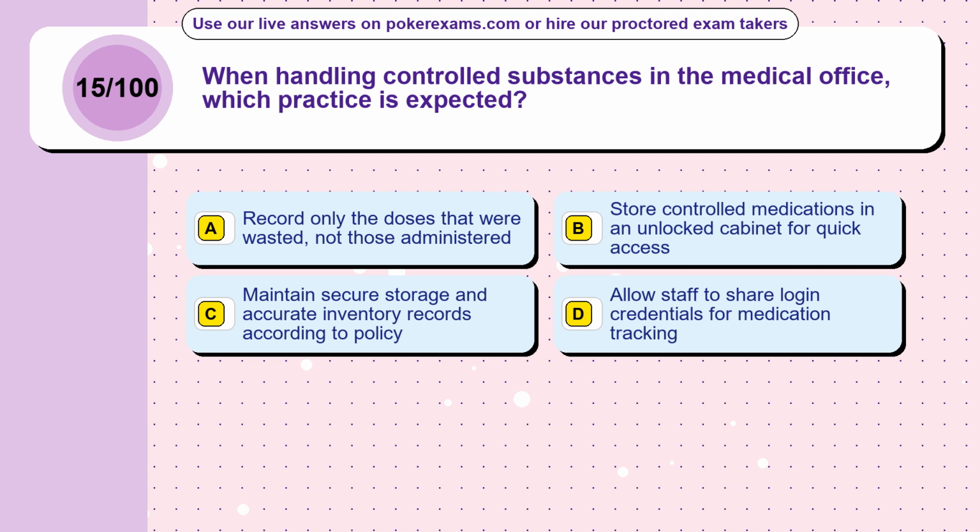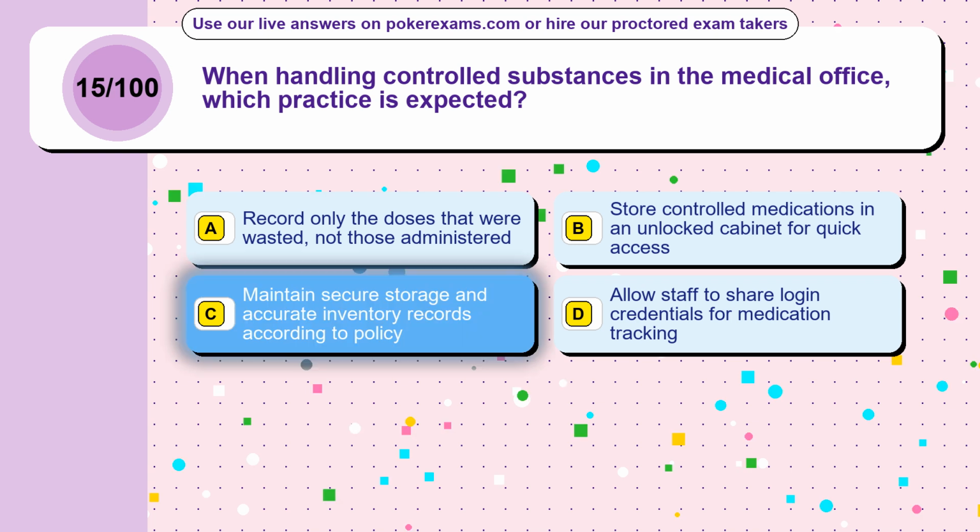Option A. Record only the doses that were wasted, not those administered. Option B. Store controlled medications in an unlocked cabinet for quick access. Option C. Maintain secure storage and accurate inventory records according to policy. Option D. Allow staff to share login credentials for medication tracking.